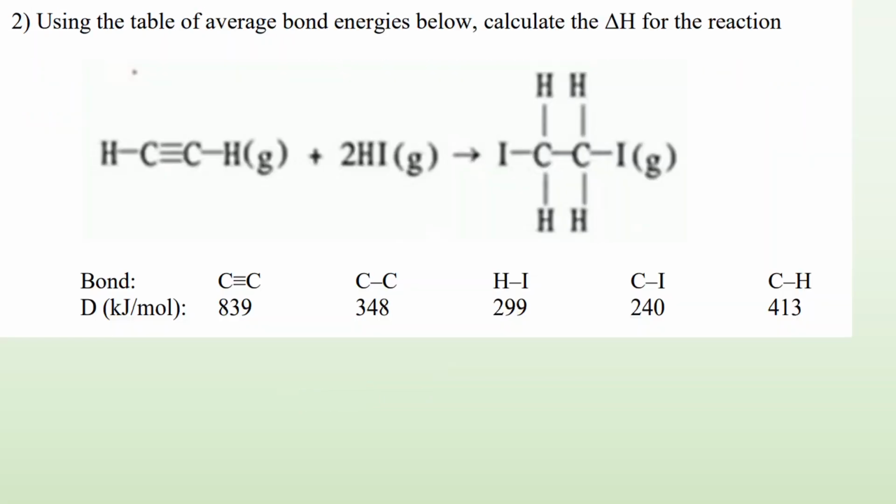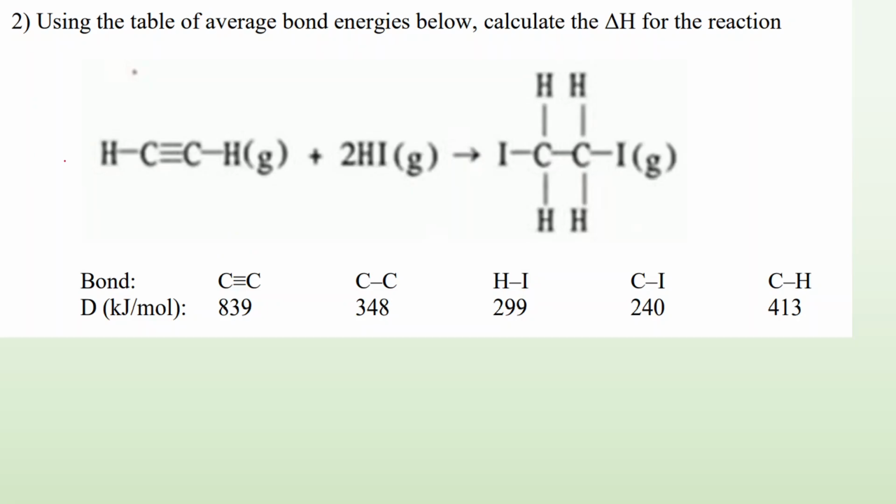Using the table of average bond energies below, calculate the delta H for the reaction. So they give you the structures and they give you the bond enthalpies for breaking those, and you've got to figure out, well, what's the change in energy? Remember, whenever you're breaking bonds, you're adding energy. And whenever you're making new bonds, it's releasing energy. So if we want to know what is the overall change, you've got to look at how much energy you put in to break all those bonds, and how much energy you got out making new bonds.